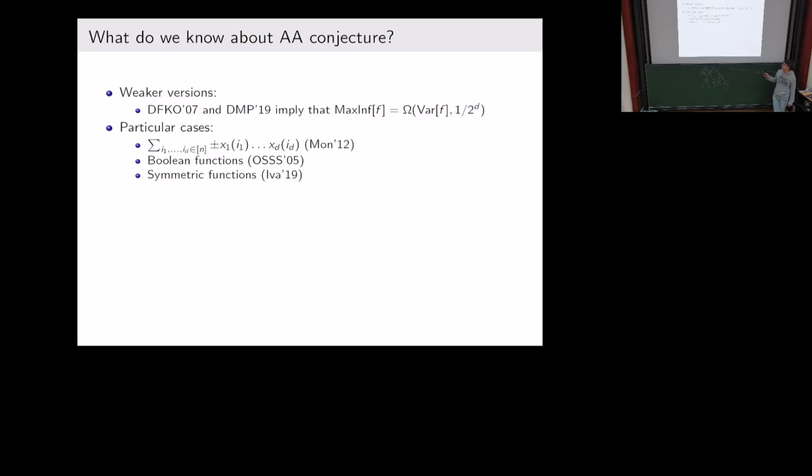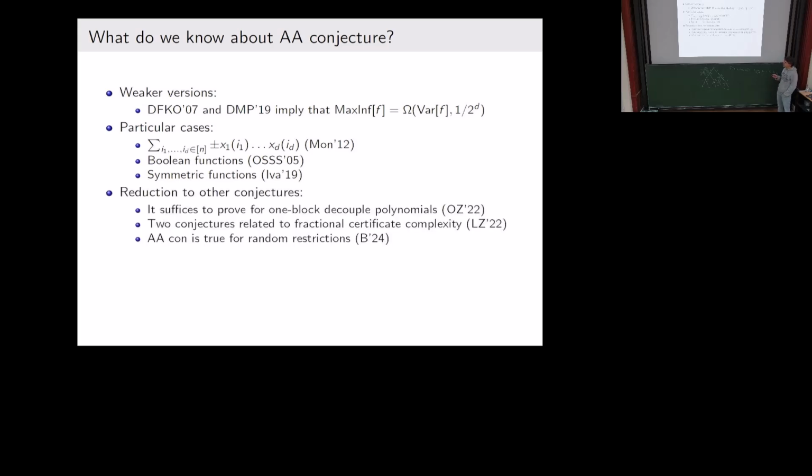So in this case, for this kind of forms, the influences and the variance are very easy to compute, and you can also say something non-trivial about the infinity norm and the norm of the coefficients of this polynomial by using the monomial square inequality, and things work in this case. So these are the particular cases that we know. We also know that it can be reduced to other conjectures that maybe are also hard, like we have not been able to prove any of these conjectures either, or particular cases.